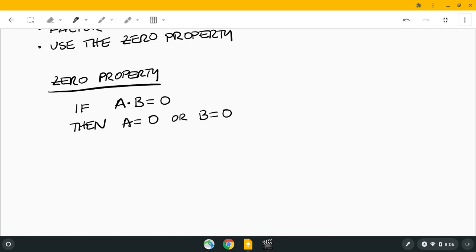So this is true for 0. It's not true if you have, and you don't have to copy this down, A times B equals 6. It's not true here that one of them must be 6. This could be a 2, that could be a 3, this could be a 12, that could be a 1/2. There are all these different possible cases for these numbers. One of them does not have to be a 6. But here, if it equals 0, one of them has to be 0.